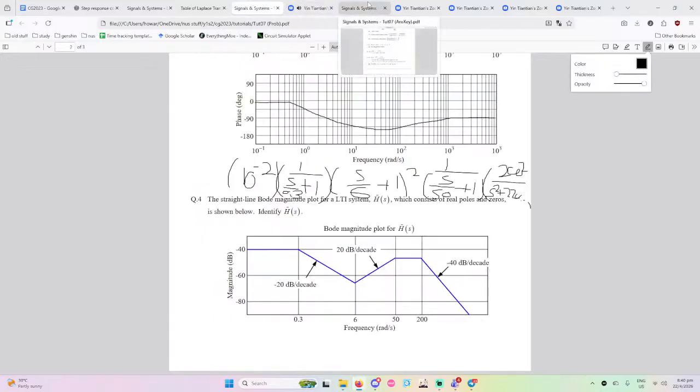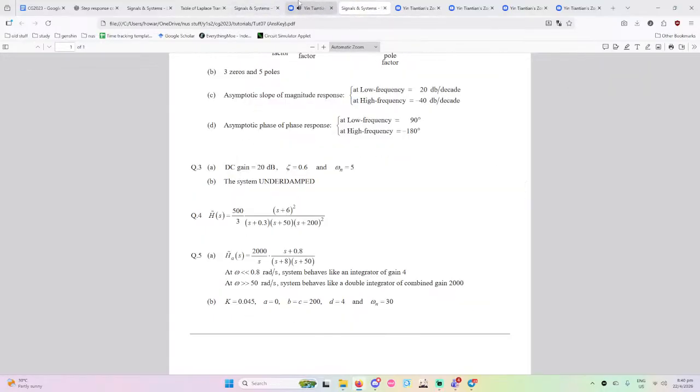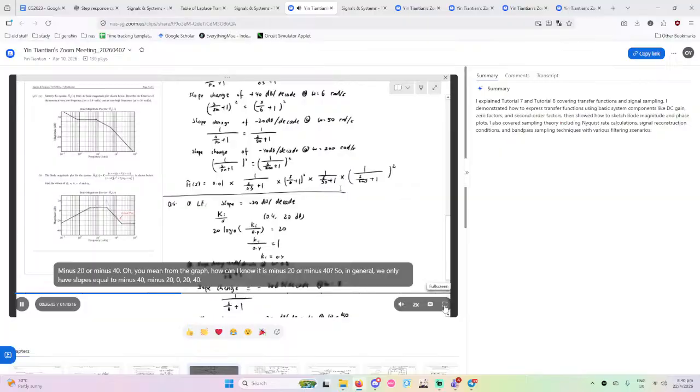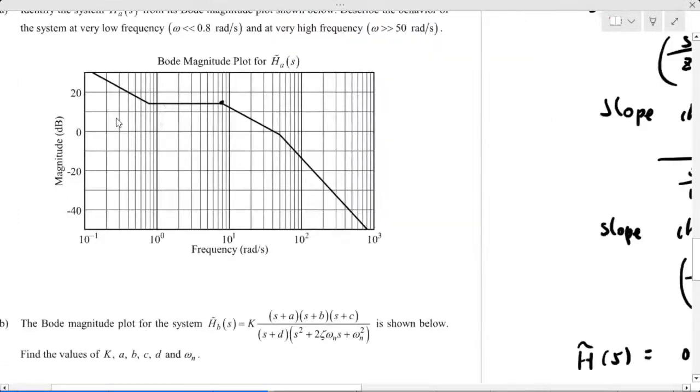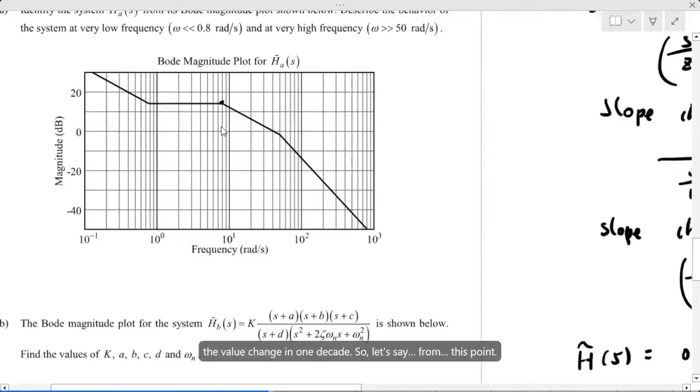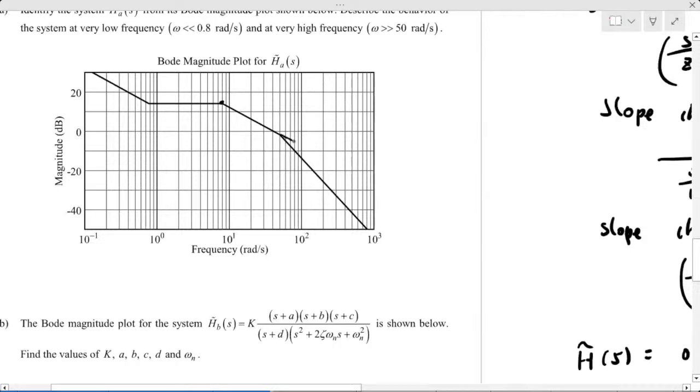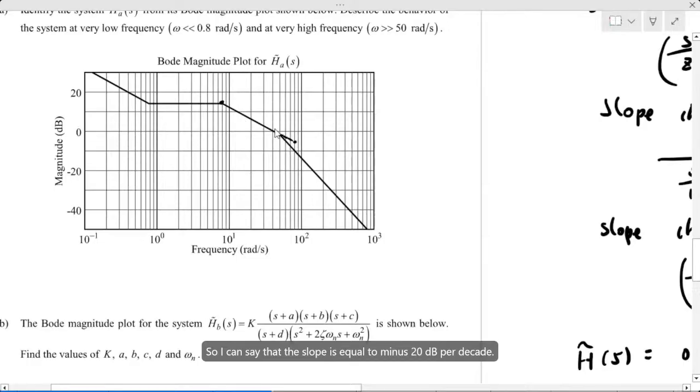Minus 20 or minus 40? Oh, you mean from the graph, how can I know it's minus 20 or minus 40? So in general, we only have slopes equal to minus 40, minus 20, 0, 20, 40, or minus 60, plus 60. So you can observe the value change in 1 decade. So let's say from this point, if you extend this line here to this point, you can see it decrease by about 20 dB. So I can say that the slope is equal to minus 20 dB per decade.